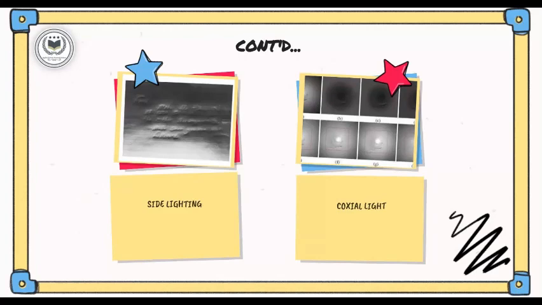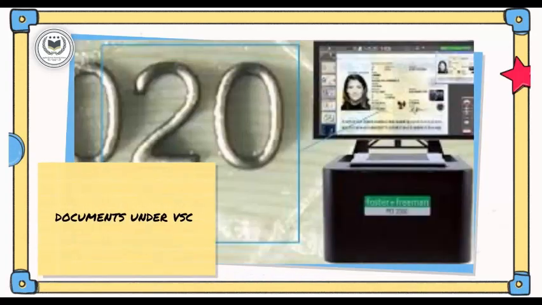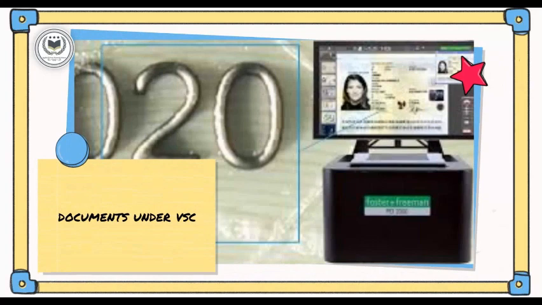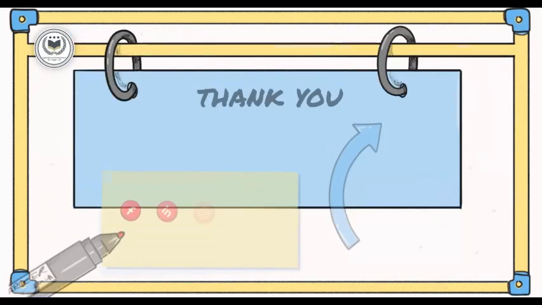Coaxial light is a different function that the VSC offers. Coaxial light is light that falls perpendicularly on the document. Coaxial light shows retroreflective features in security documents, which are often used to prevent forgeries. Such retroreflective features are hidden under normal light but exposed when the incident light is exactly coaxial to the angle of view. In this slide we can see how a document looks when we put it under VSC for examination.